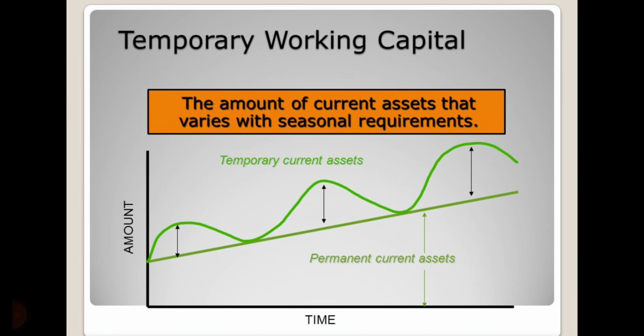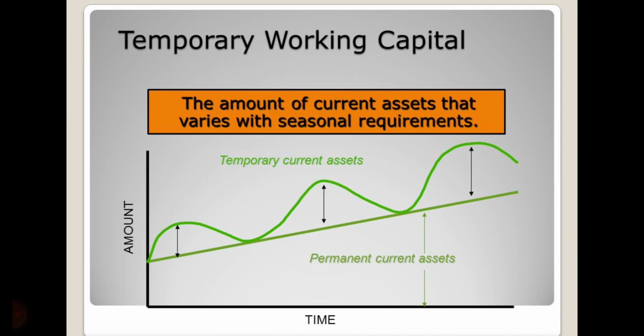So as you can see, on the x-axis there is time and on the y-axis there is amount. So the amount of current assets, these are the working capital, the permanent current assets, there is a line. It's a straight line. Of course it has a slope, but it's a straight line because the permanent current assets are required to finance the day-to-day activities of the business. For example, you have to keep a certain amount of inventory, you have to keep a certain amount of cash to purchase the stock. So those current assets are relatively stable in nature.